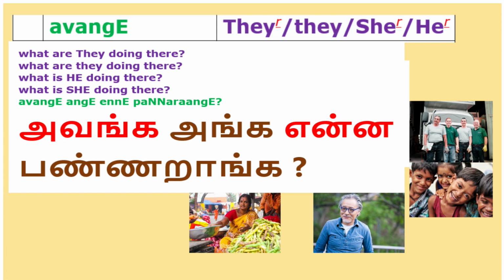This is what we use for all the four. அவங்க அங்க என்ன பண்றாங்க. Of course, for he there is another choice, we can use avaru. Otherwise for the rest of the three it's preferably அவங்க.